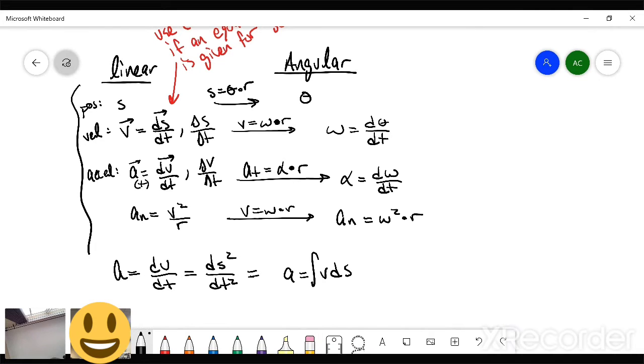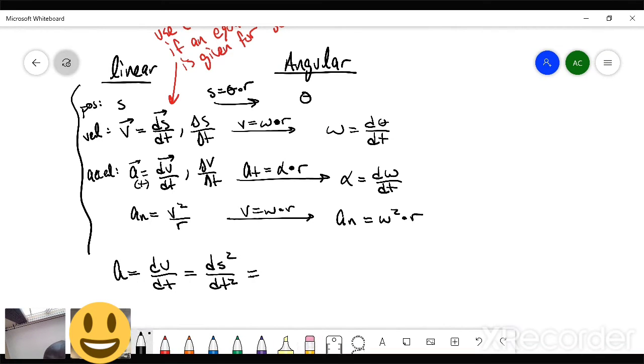I know exactly which one you're talking about. I'm going to get the exact one for you real quick. Acceleration in terms of position and velocity: a ds equals v dv. There you go. So it's a ds equals v dv. Almost, I almost got it right.